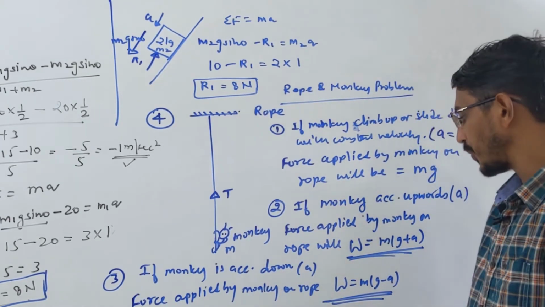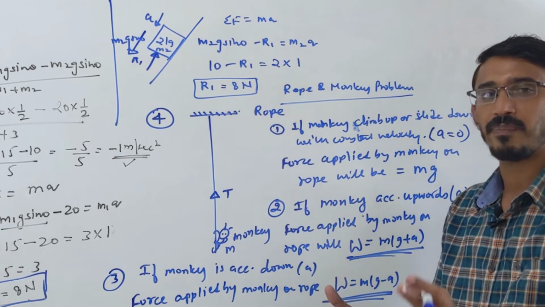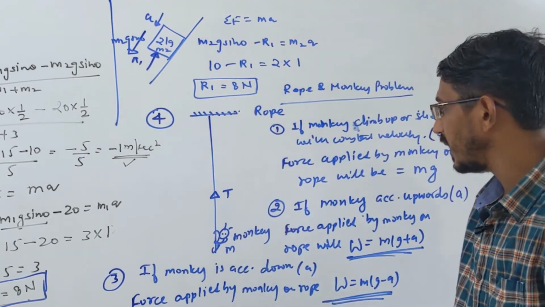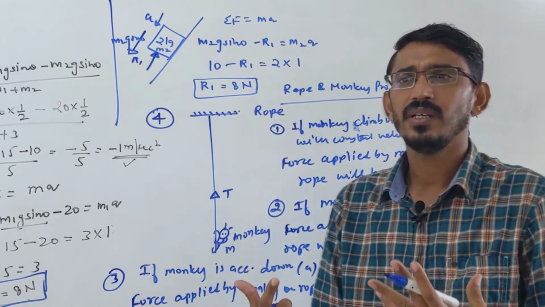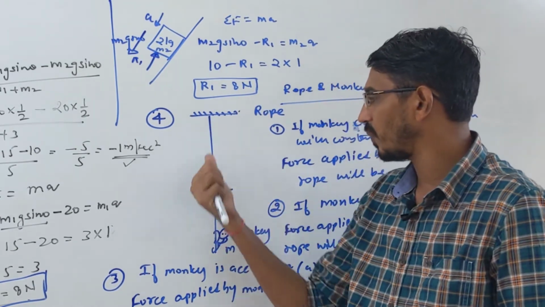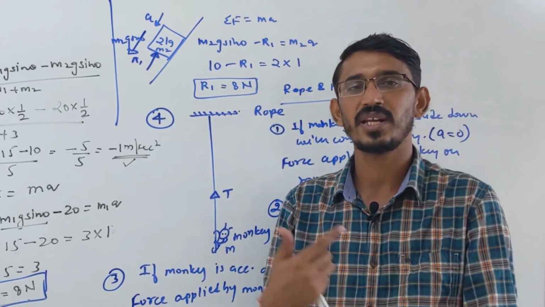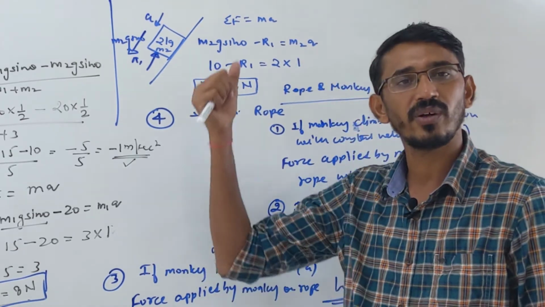So how will they ask the question here? A direct question they can ask is: what is the load applied, what is the force applied by the monkey on the rope in these three cases, right? Or they say that the maximum stress or load a rope can bear is given to you, and they will ask what is the maximum acceleration this monkey can have, either upward or downward.